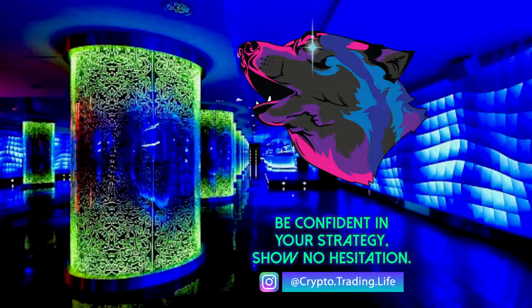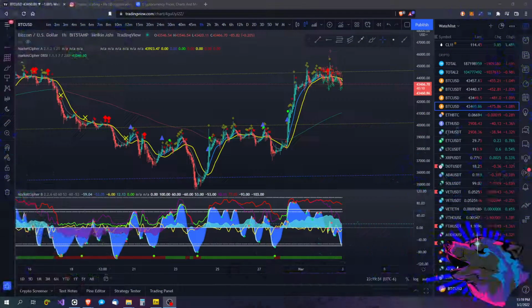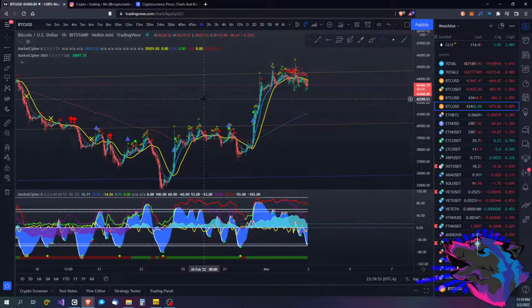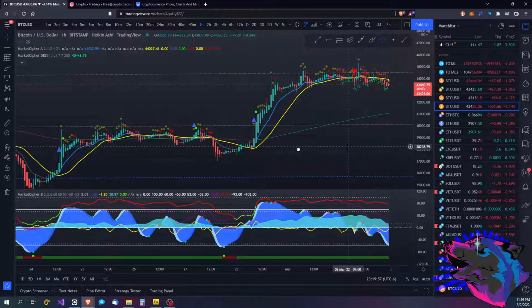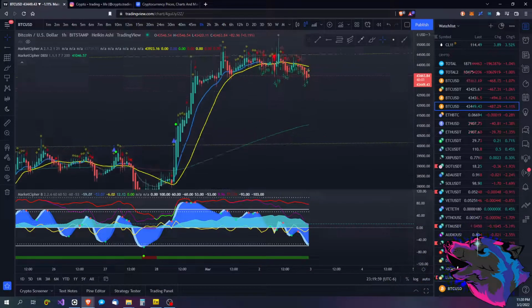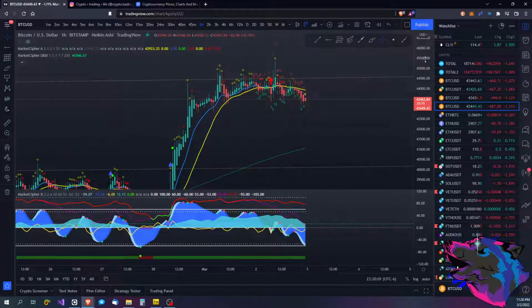So it's your boy Crypto Wolf, and today we are going to go over a basic, simple, quick introduction in Market Cipher. What is it? Why would you want to use it? How do you use it? And what are all these different indicators and features that we have in there? So let's take a look over here on the Bitcoin 1 hour, which is like the gold standard chart when you're talking about Market Cipher.